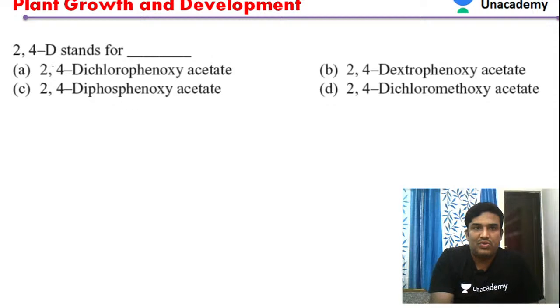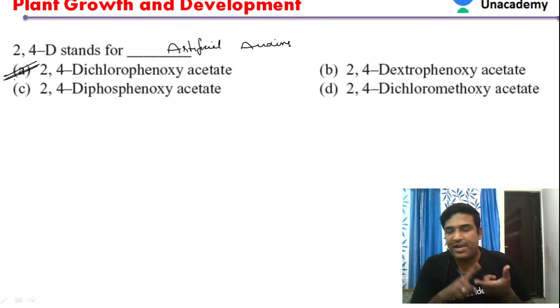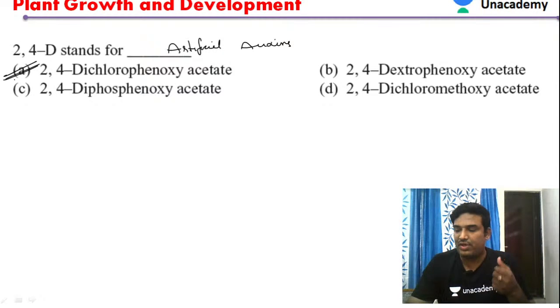Next question. 2,4-D. Just now we discussed that it is a synthetic or artificially prepared auxin. It is not produced inside the plant. It is prepared in laboratories or in industries. The full form of 2,4-D is 2,4-dichlorophenoxyacetic acid.